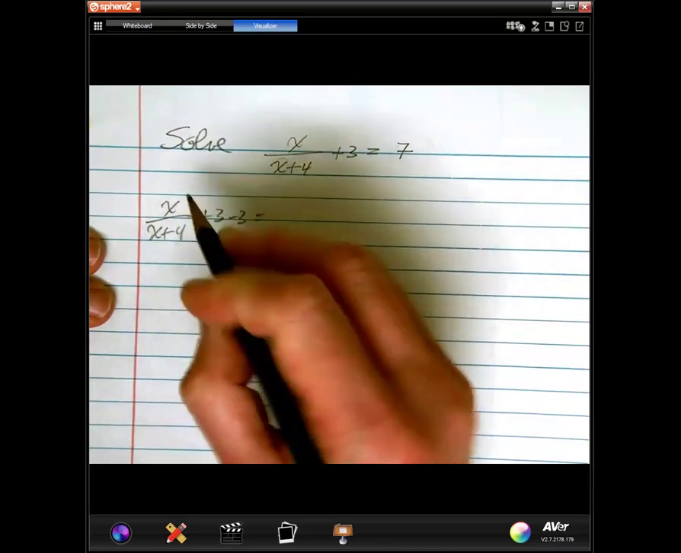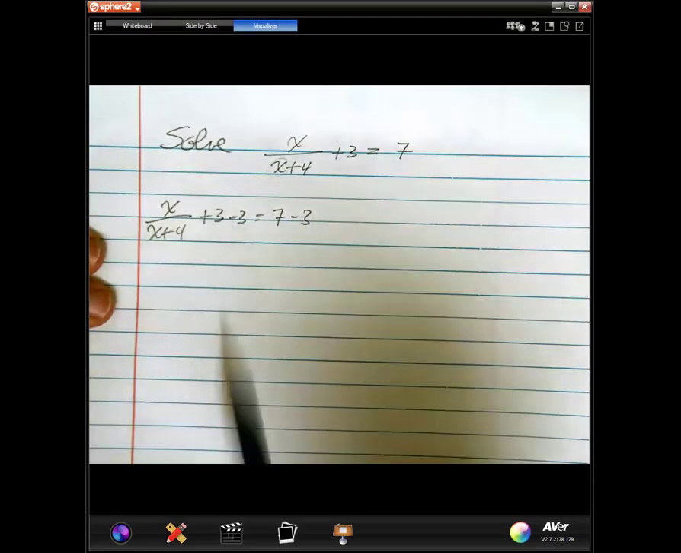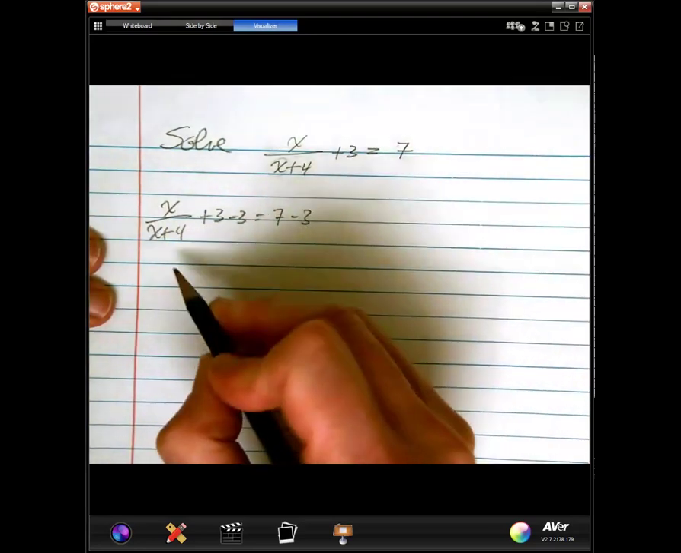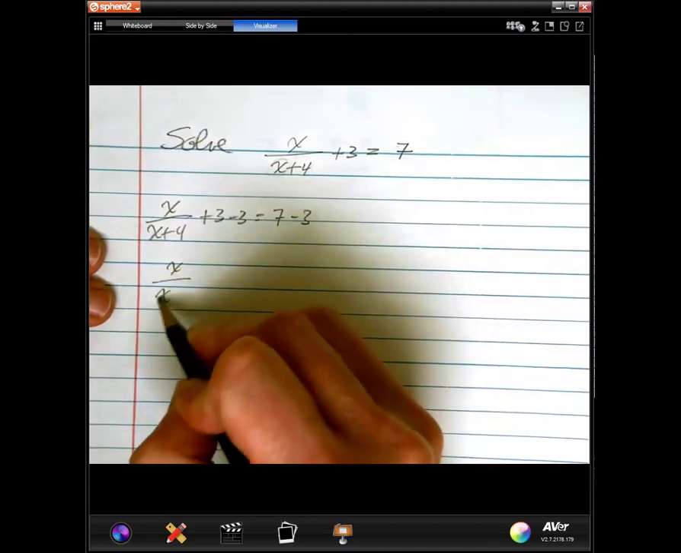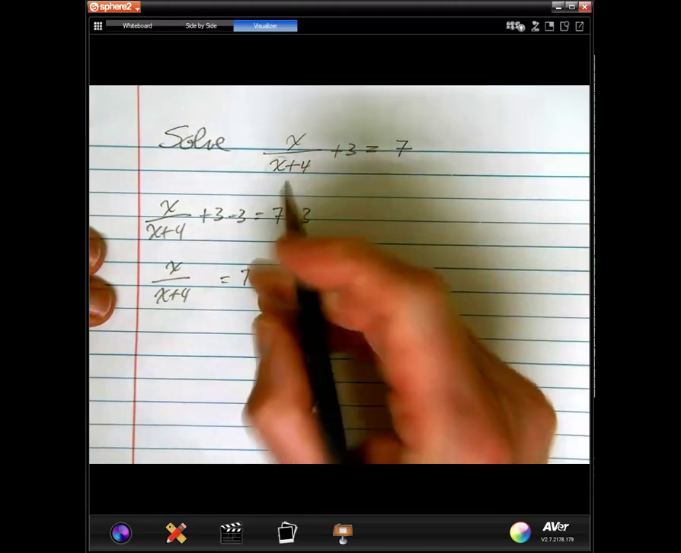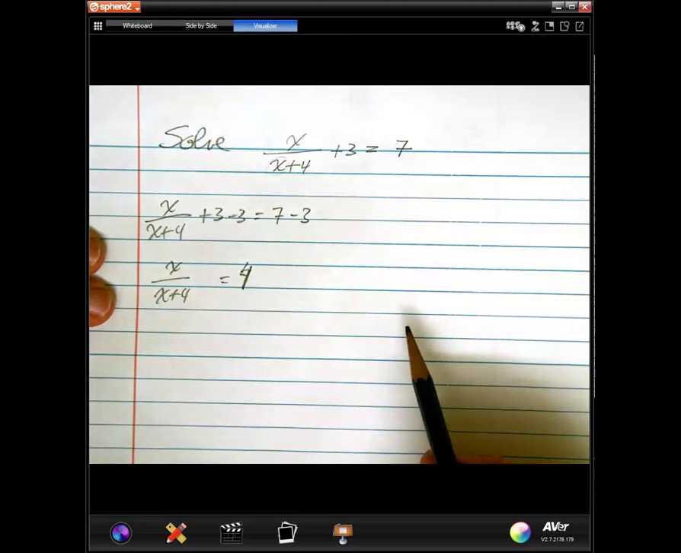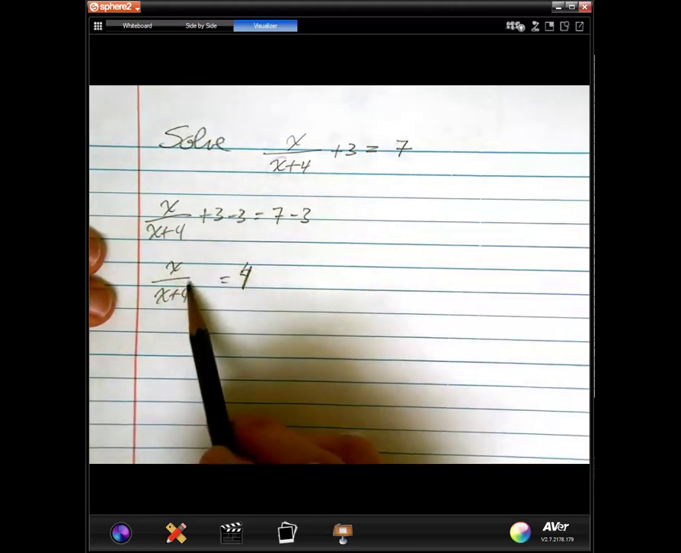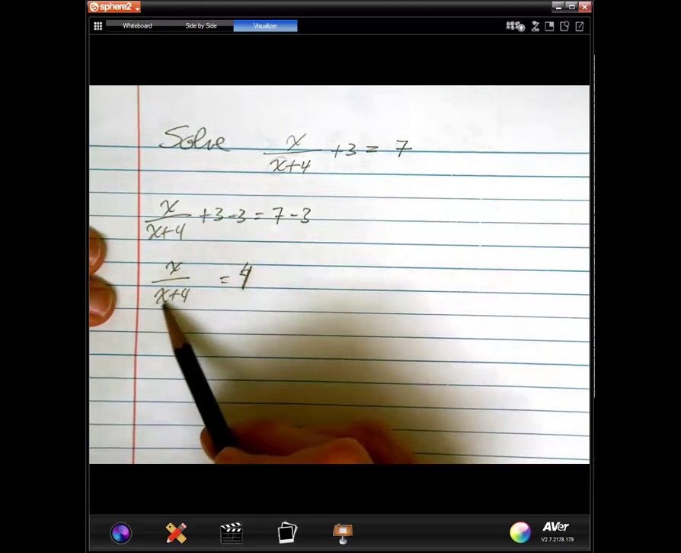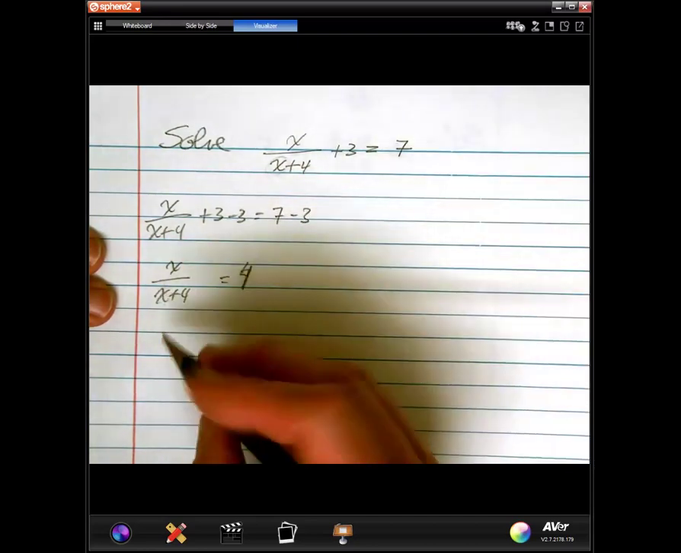So I'm trying to isolate the term that I need to get to, which is the one that has the variable. I'll subtract 3 from both sides, and now I have the term isolated. Okay, so now what do I do? Well, I need to bring this variable to the numerator instead of the denominator. The variable is sort of trapped inside the denominator. So how do I untrap it?